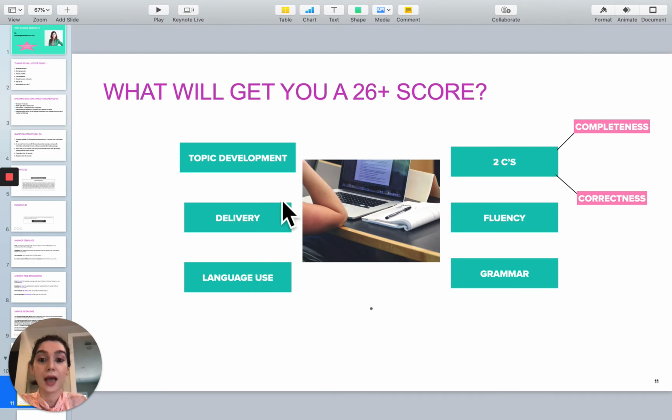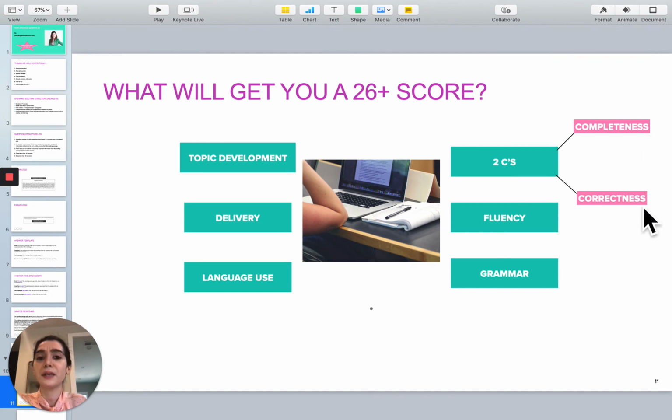Now within these categories, there are a lot of different things. And today, for time's sake, we're only going to cover one thing under each of these categories. So under topic development, I'm going to cover 2 C's. 2 C's stands for completeness and correctness.